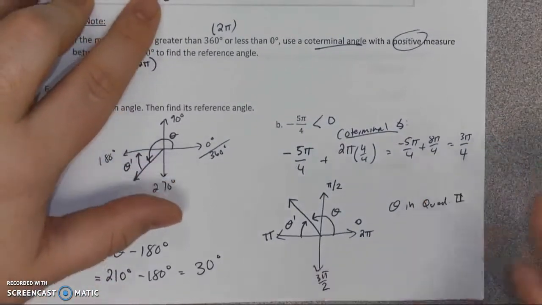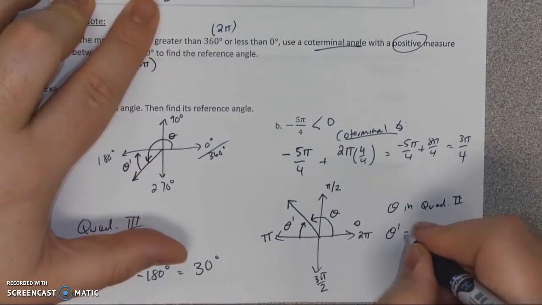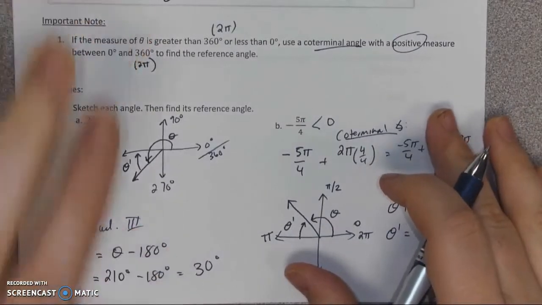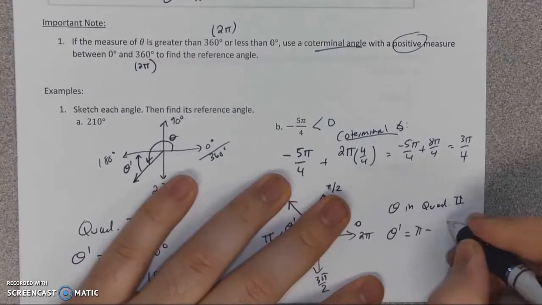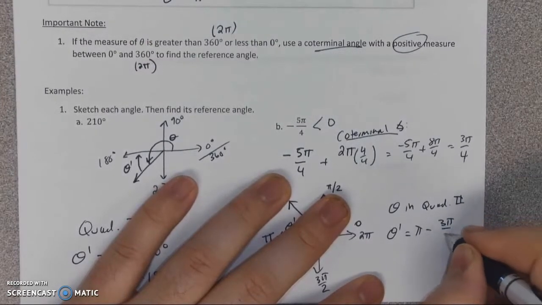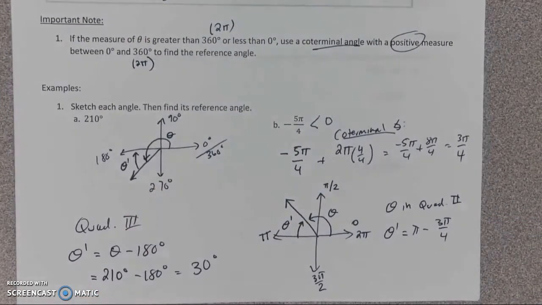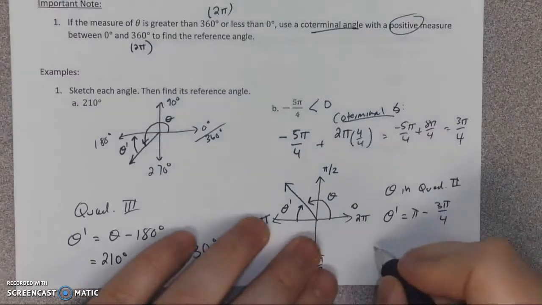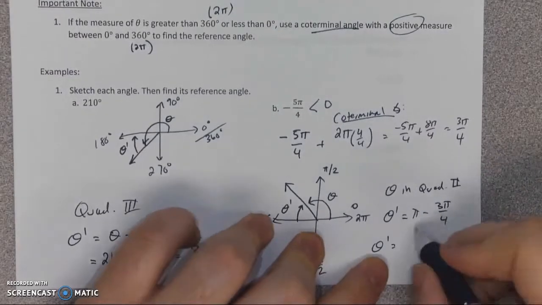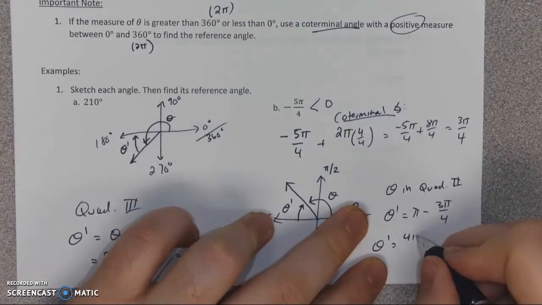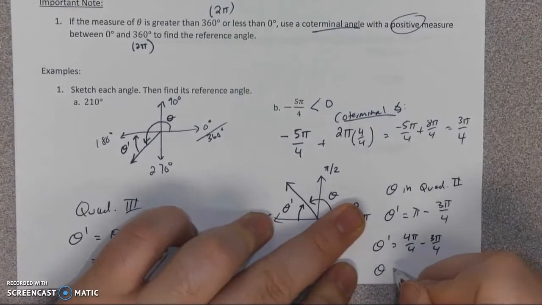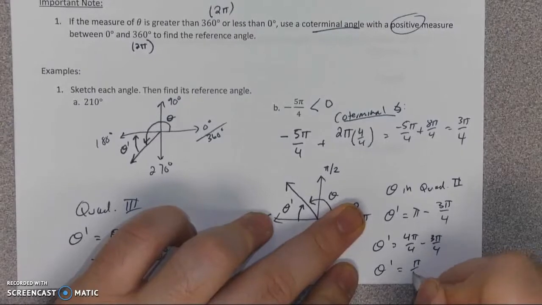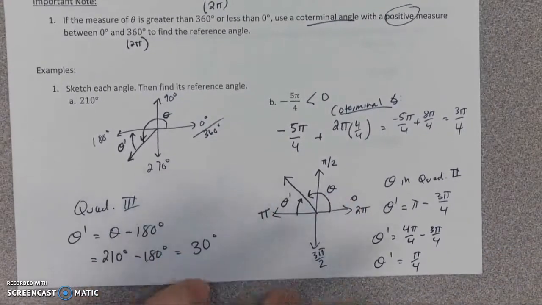So according to your chart up there, this is going to be theta prime equals pi minus 3 pi over 4. So theta prime is going to be 4 pi over 4 minus 3 pi over 4. So theta prime equals pi over 4. So that is your reference angle for theta.